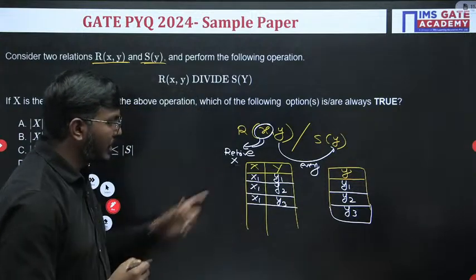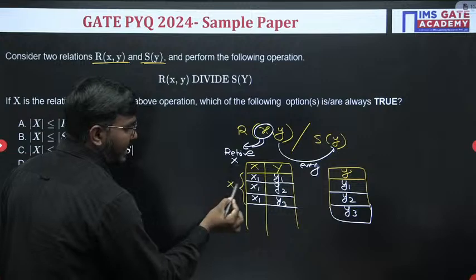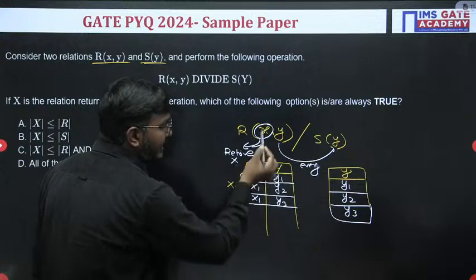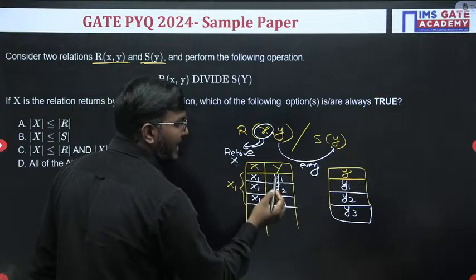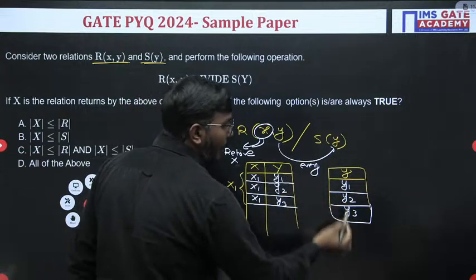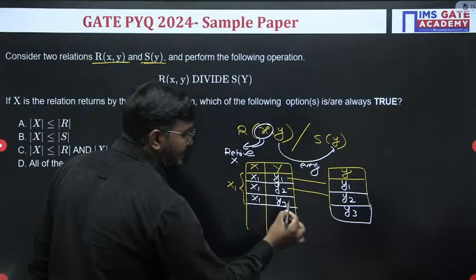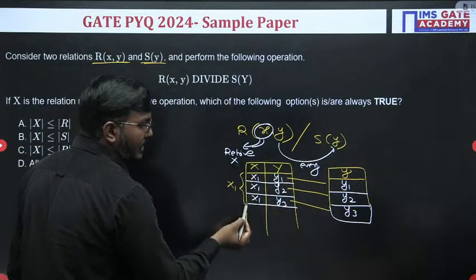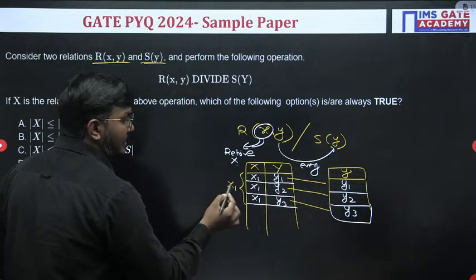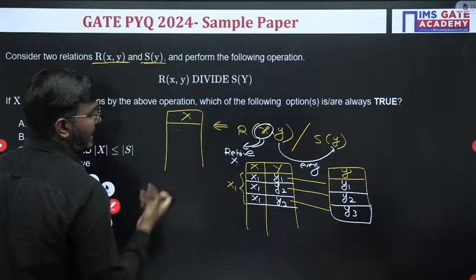Now if you observe, this is our x1. Can I say this x1 will be in the result of this division? Yes. Why? Because for this x1, the respective y values are y1, y2, and y3. All these y values match all the y values of the denominator: y1 matches y1, y2 matches y2, and y3 matches y3. So this x1 will be retrieved into the result. The result will have x, and this x1 will be in the result.